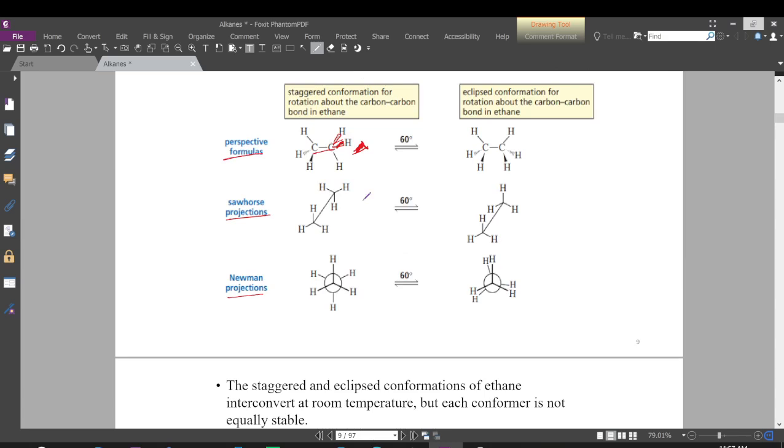And then we have the Sawhorse projections. Here we see the carbon-carbon bond. This is the carbon-carbon bond, this is the first carbon, and this is the second carbon. Here you see that all the bonds are in the plane of the paper. The hydrogen-carbon-hydrogen bonds are also shown in the Sawhorse projection.